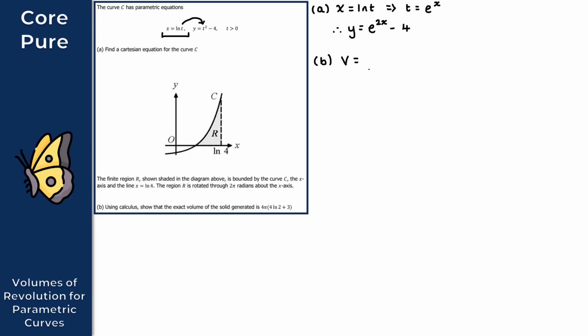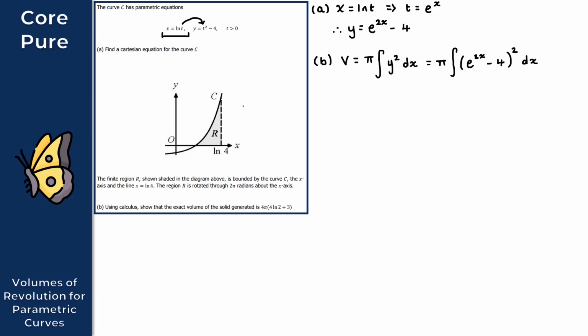So in that case, V is equal to pi times the integral. I'll come back to limits in a moment. And because we're going about the x-axis, we integrate y squared with respect to x. Now we know what y is, right? y is equal to e to the 2x minus 4. So we're integrating, and we times it by pi, so pi times the integral, again we'll come back to limits in a moment, of e to the 2x minus 4 all squared. And this is with respect to x.